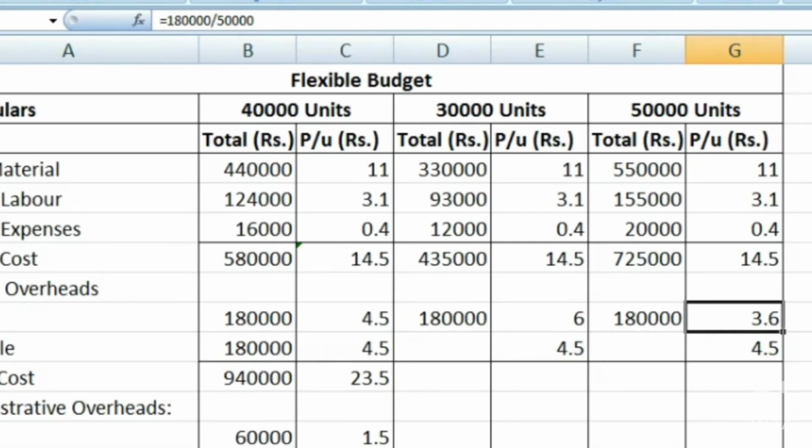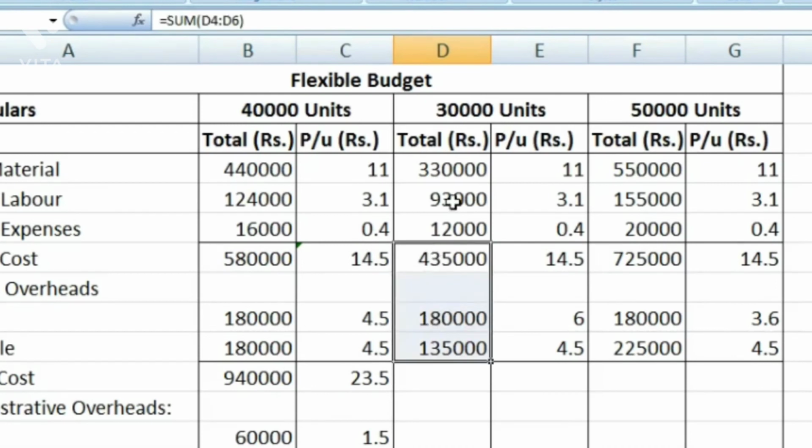Okay, and in variable, per unit remains the same but the total changes. How is it changed? Now 4.5 into 30,000. What is your answer? 13,50,000. In the same way for 50,000, how much is the answer? 2,25,000. Just check it. Very good. Now make the total.